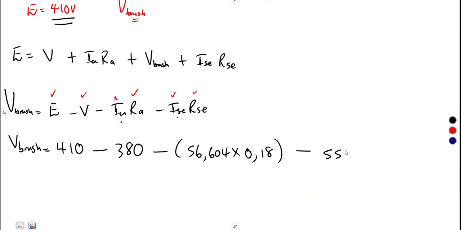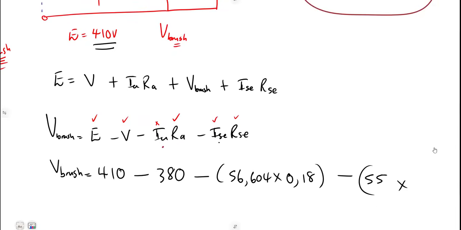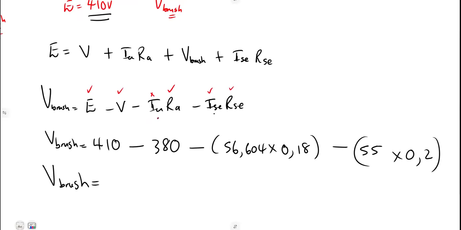So that's 55 times its resistance of the series. And the series resistance is what? 0,2. So that's how you can play around with this type of equation. So you have got V brush in this case. So this is our brush, the voltage drop across the brush, 8,811 volts. So that was another error which we had on our memo, guys.